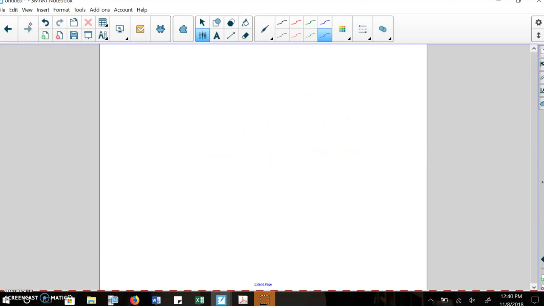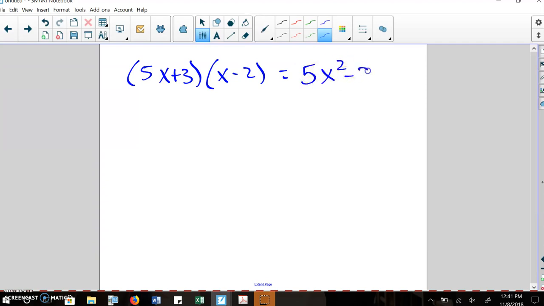So earlier in the year and back in Algebra 1, you learned how to multiply polynomials. For example, if I wrote 5x plus 3 times x minus 2, and you multiply that out, what you would get, and you can try it for yourself if you want, is 5x squared minus 7x minus 6, okay?